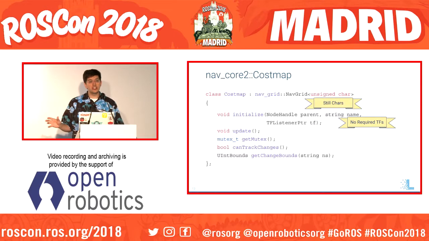There are no required TFs. The old COSMAPs required that certain transforms be present before you could actually get them to initialize. Here that's not true, and it makes testing much easier.